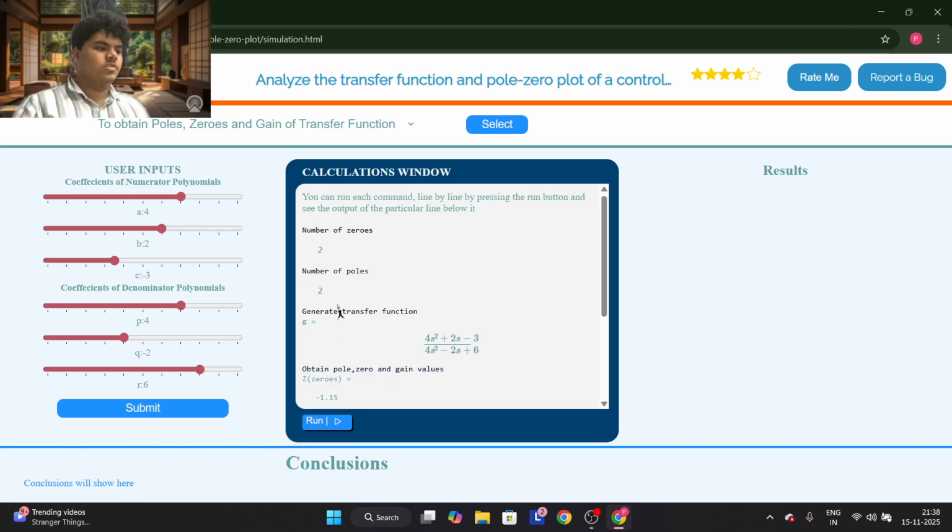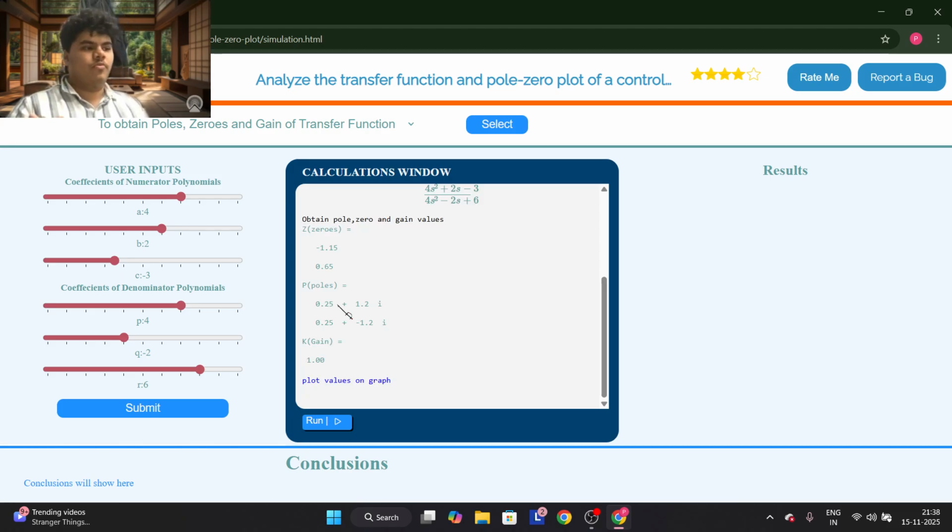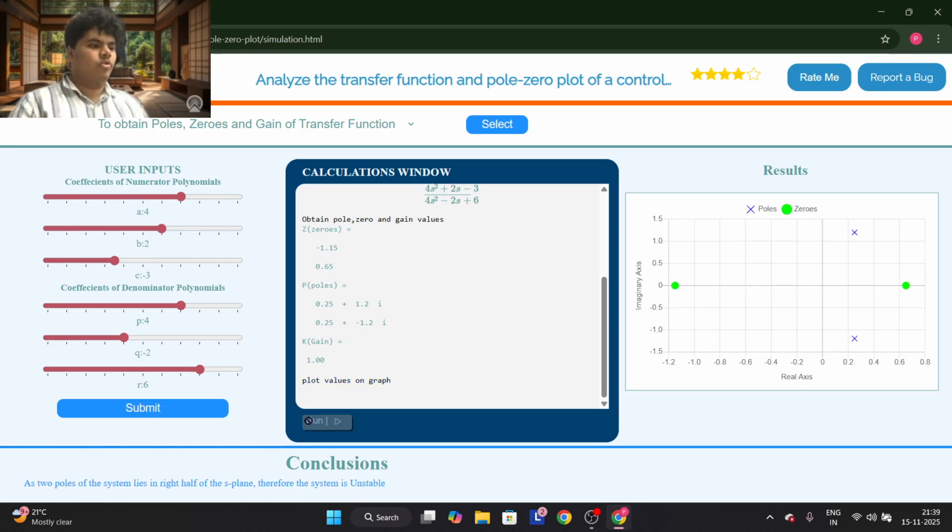Then we get the poles, zeros, and gain values: zeros are minus 1.15 and 0.65, poles are 0.25 plus 1.2i and 0.25 minus 1.2i, where i is the imaginary number, because we always know that imaginary comes under a root, with the plus minus. If you remember the formula, b plus minus root of b squared minus 4ac, divided by 2a, this is the formula we use. Then our k, that is our gain, is 1, and the values are plotted on the graph. Our x marks are the poles and the green ones are the zeros.